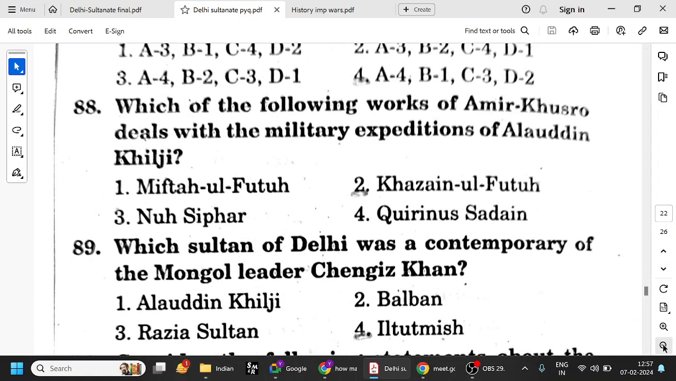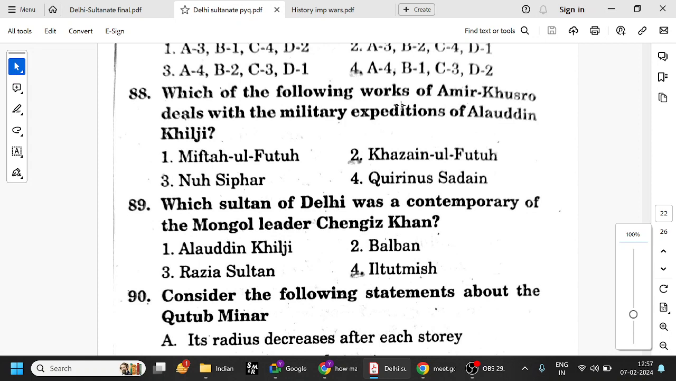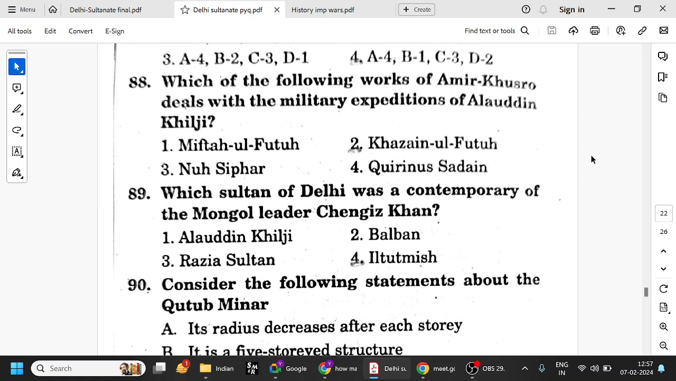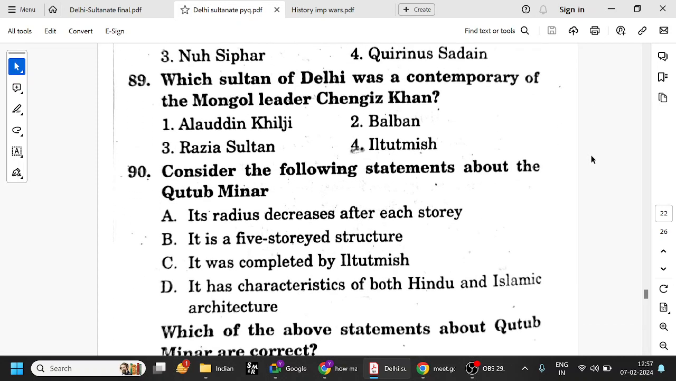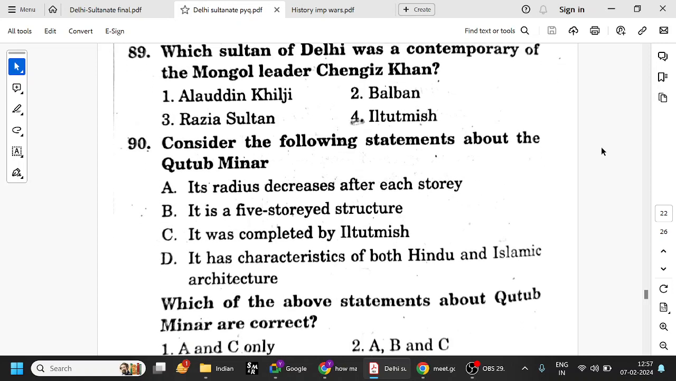So which of the following works of Amir Khusro deals with the military expeditions of Alauddin Khilji? Khazain-ul-Futuh. Remember that Amir Khusro, Tuti-e-Hind, all those things remember. In Khazain-ul-Futuh, he gave the military expeditions of Alauddin Khilji, which started with Gujarat, Ranthambore, Chittor, etc. Then he went to South India. He sent Malik Kafur. Which Sultan of Delhi was a contemporary of Genghis Khan? Iltutmish. We have seen, when Genghis Khan was chasing Jalaluddin Mangbarni, he came to Iltutmish. Remember that, very important. And Iltutmish did not accept him. He did not give refuge.